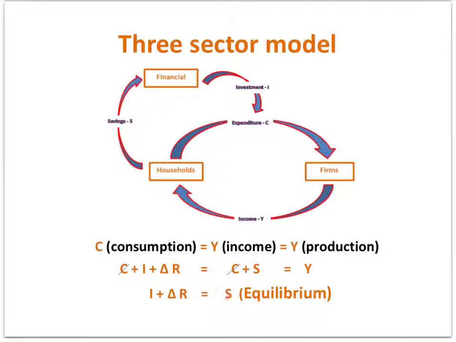This equation here shows that when savings and investment are equal and delta R equals 0, the national output will be in equilibrium, and that means circular flow will stay the same and there will be no economic growth. Savings is money leaving the circular flow and it's called a withdrawal. Investment is money coming back to the circular flow and it's called an injection.